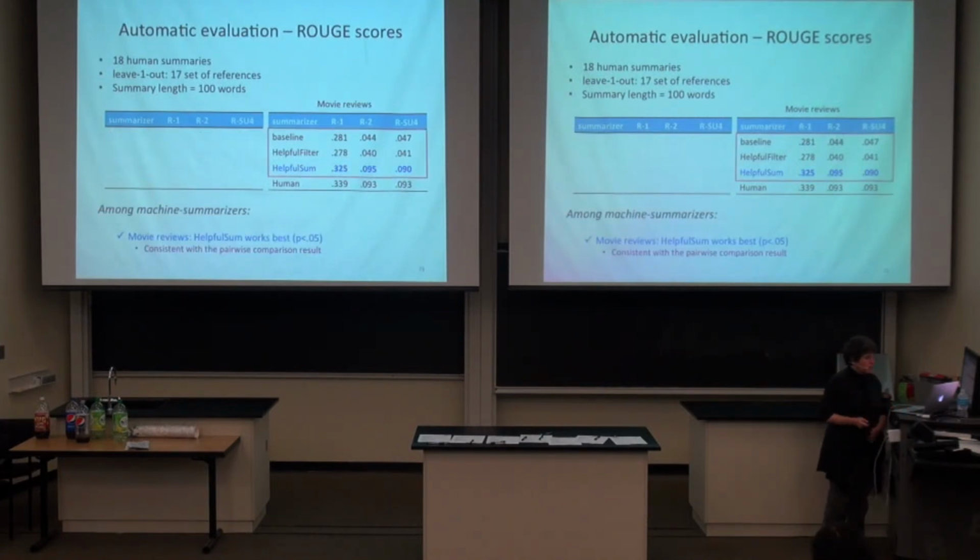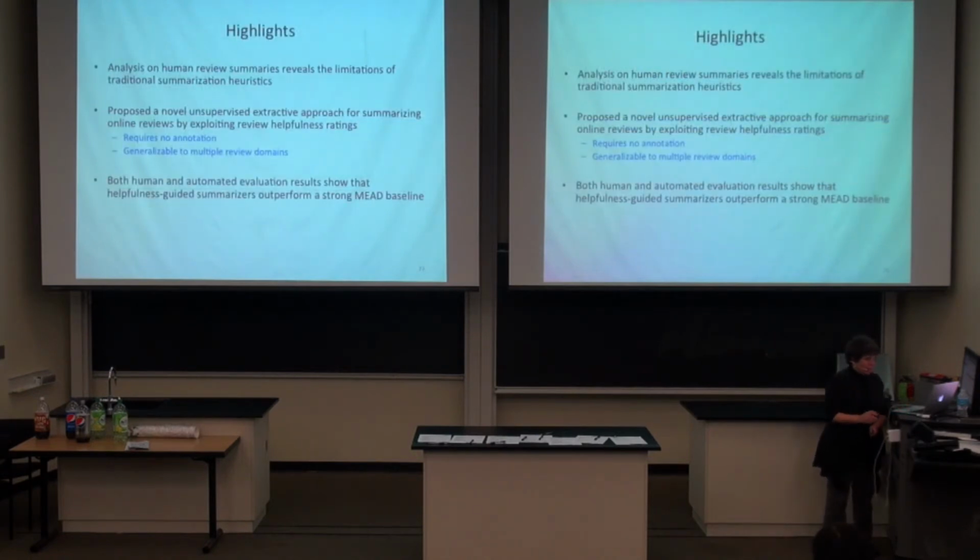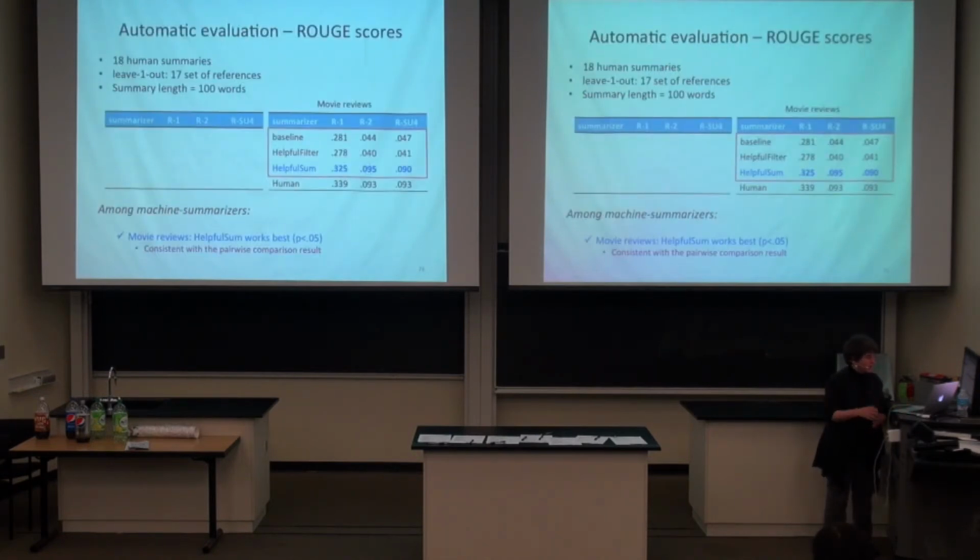Among the machine summarizers, we can see for the movie reviews that the helpful summarizer again works best. So this is the pattern we've been seeing before. I guess that's the major result from the groups. We're not getting as many results with our automated metrics as with the humans, which is not surprising. But when we do get results, they're consistent, which is good.